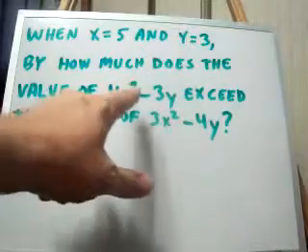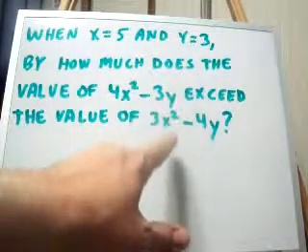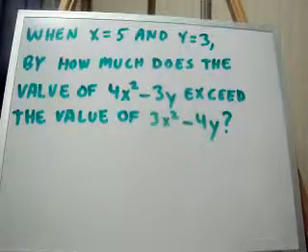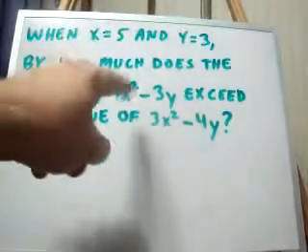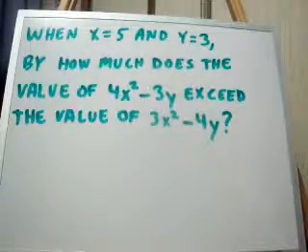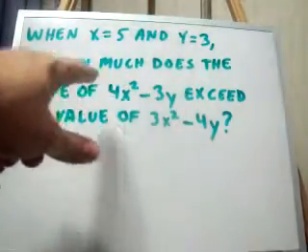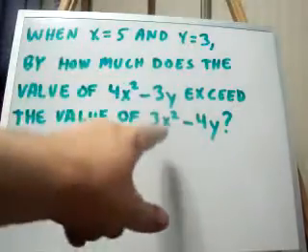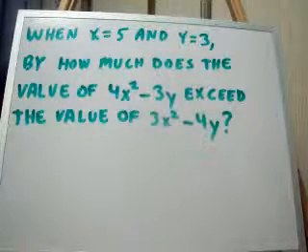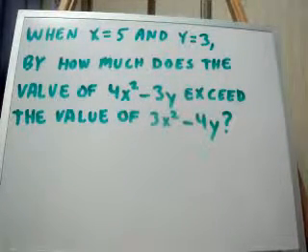Now pay close attention to that word exceed. The answer you get from this is going to exceed the answer you get from this. And what they're wanting to know is how much more did the answer of this exceed the answer of that? Well, we already know that the answer of this is 91. We know the answer of this is 63. So how much more does 91 exceed 63? Well, let's find out.